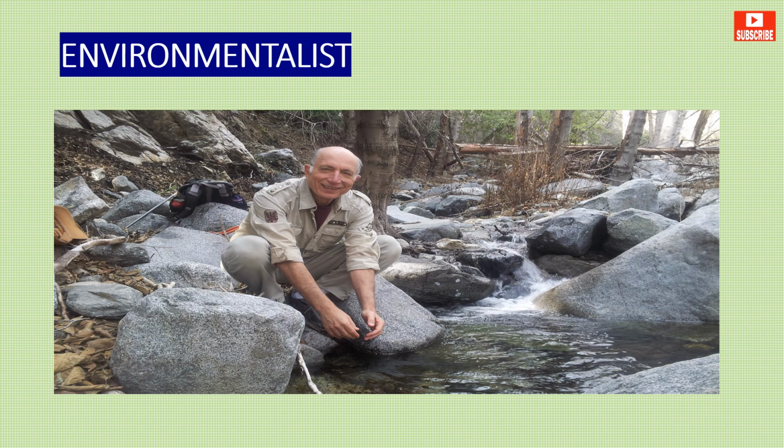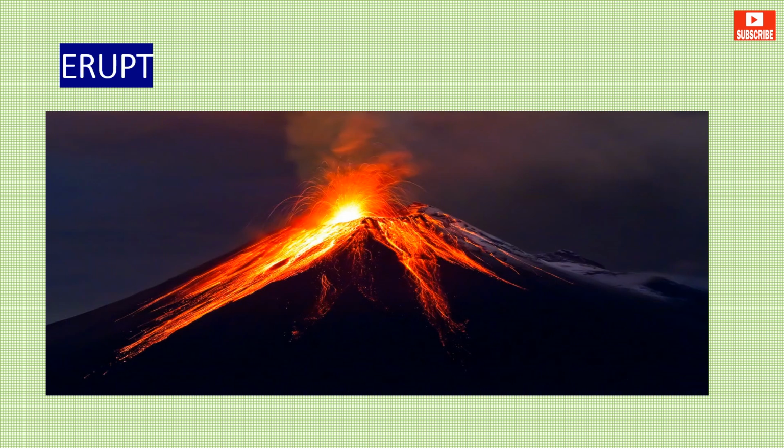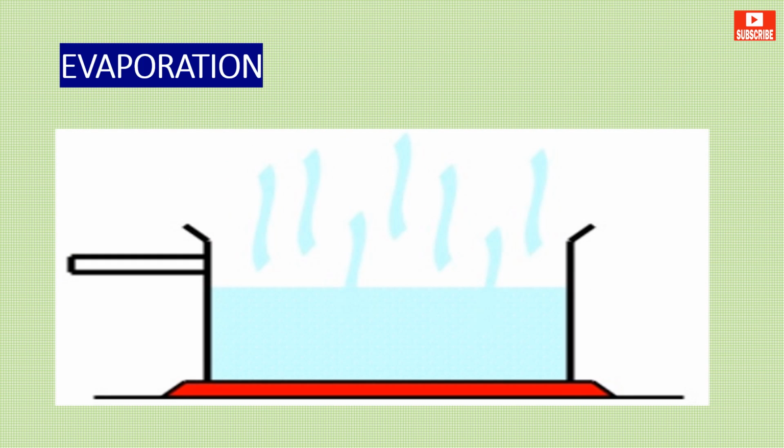Environmentalist is a person who actively works to promote the protection of the environment. Erosion is the process of the wearing away of land due to there being little or no vegetation. Erupt means when a volcano becomes active and begins to eject lava. Evaporation is the process of a liquid heating up and turning into a gas or vapor.